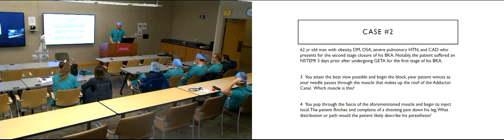Your patient winces as your needle passes through the muscle that makes up the roof of the adductor canal. What muscle is that? Sartorius. I'll give you an easy one. You pop through the fascia of the aforementioned muscle and begin to inject local. The patient again flinches and complains of a shooting pain down his leg. What distribution or path would the patient likely describe for this paresthesia?